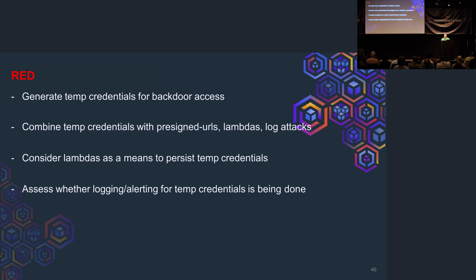I would combine it with other attacks. I would use it with pre-signed URLs. I would attack logs with it. I would set up lambdas and execute lambdas. I would actually use lambdas to try to keep generating temporary tokens. And clearly I would attack logs, because if I can erase all signs of me using temporary tokens, I'll win, because CloudTrail is really most of your visibility into what's happening.